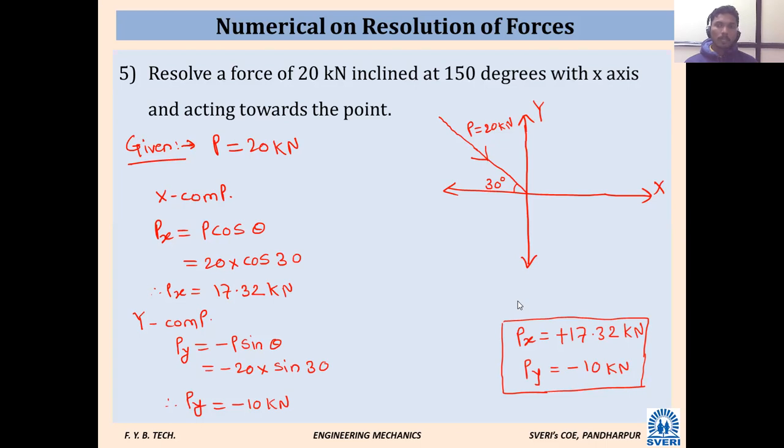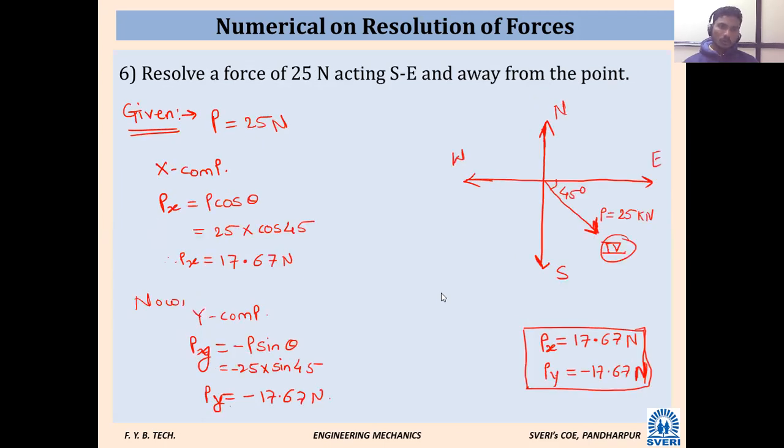Which quadrant? Fourth quadrant. And what are the signs of x and y component in the fourth quadrant? X component is positive, Y component is negative. Very good. Next, 25 Newton acting southeast and away from the point.